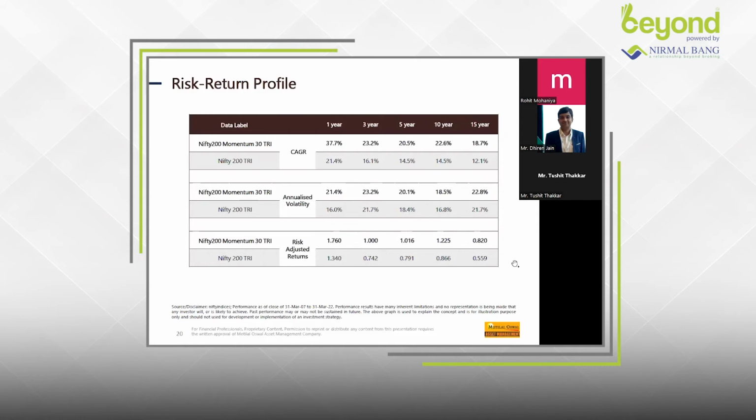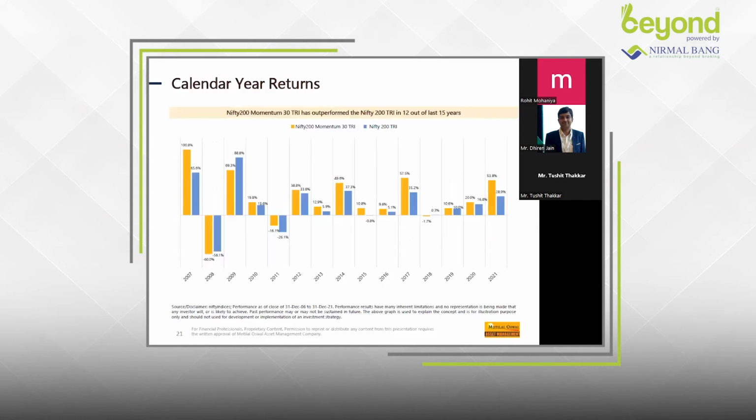That's the simple idea. And you can look at calendar year returns as well. Here again I don't want to tell you that look, in 12 out of 15 years they have outperformed. The idea is when they have outperformed and when they haven't. So you look at periods like 2008, 2009 when markets were quite volatile. At such times these strategies don't do well.